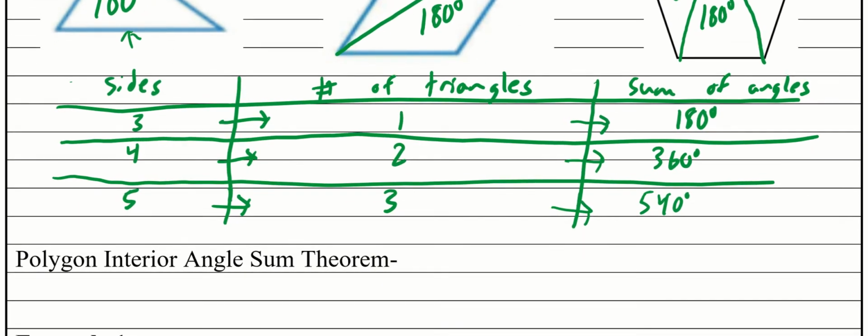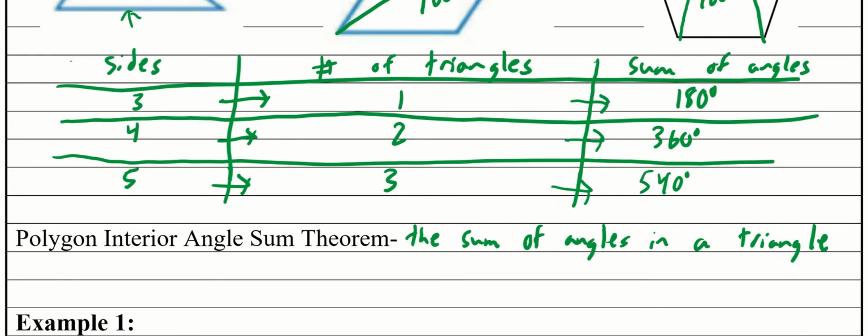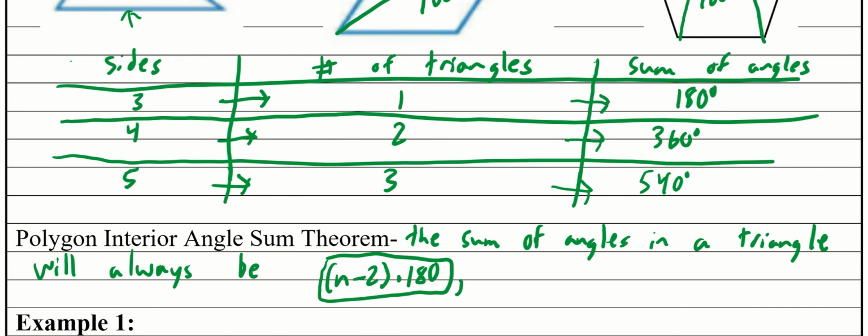And so this all leads us up to what we call the polygon interior angle sum theorem. Or in other words, what do all the angles in any shape add up to? And it says this: the sum of angles in a polygon will always be, and I'm going to write this distinct because this is going to be a formula that we're going to use, n minus 2 times 180. I want you to circle that, underline it, whatever in your notes. Make sure that stands out. N minus 2 times 180.